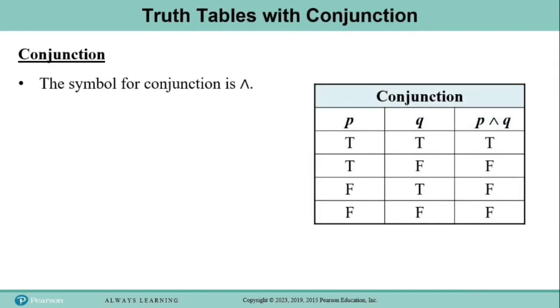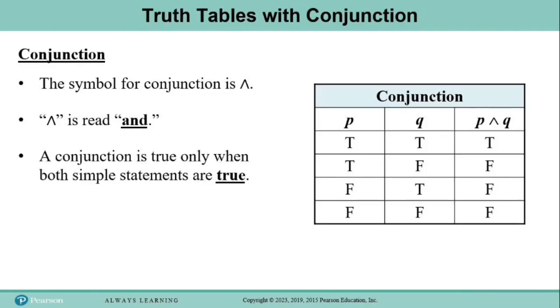Now let's look at the truth table for a conjunction, or an and statement. You'll remember that the symbol for a conjunction looks kind of like an upside down V, and we read this symbol as and. Now the thing about an and statement is that it can only be true when both simple statements are true. If we have two statements, let's say P and Q, there are 4 different cases that can occur. It could be that both statements are true. It could be that the statement P is true, but the statement Q is false. Or it could be that P is false while Q is true. Or both statements could be false.